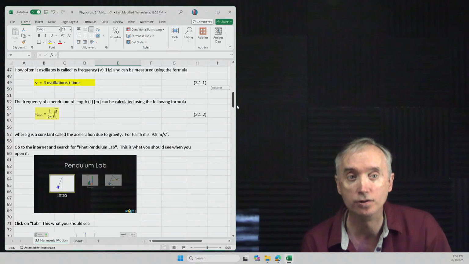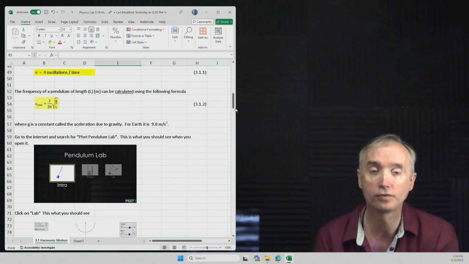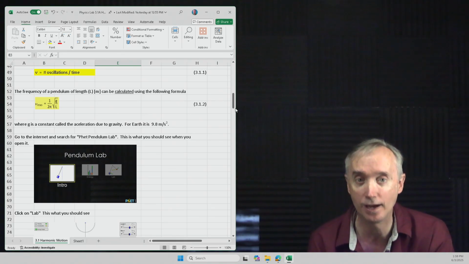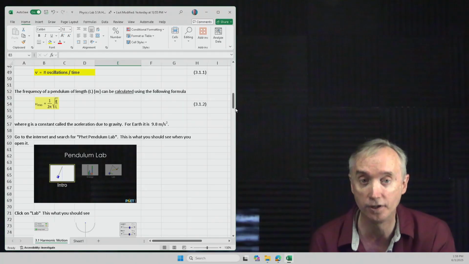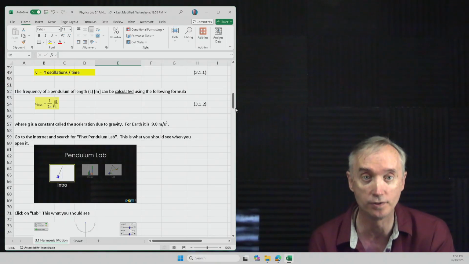Now you are going to be measuring the frequency of a pendulum and a spring. Then you're also going to be calculating the frequency of the pendulum and the spring. So the first one that we want to look at is how to actually measure the frequency.